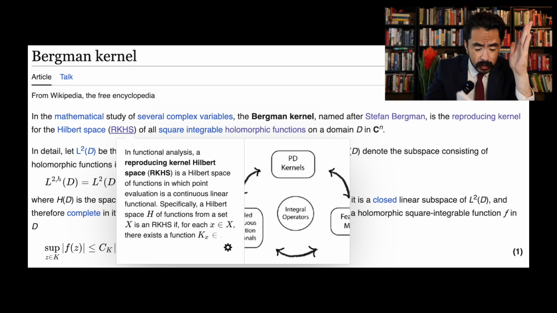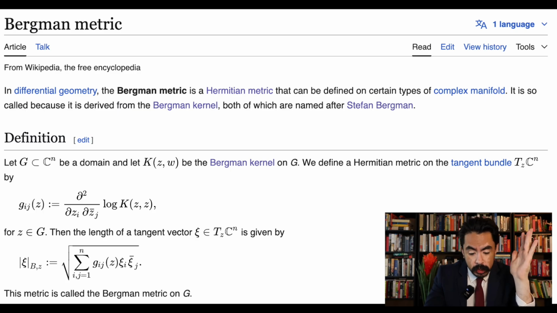I don't know if that helps you, but the Bergman metric here is where we have a Hermitian metric that can be defined on certain types of complex manifold, and it is derived from the Bergman kernel.